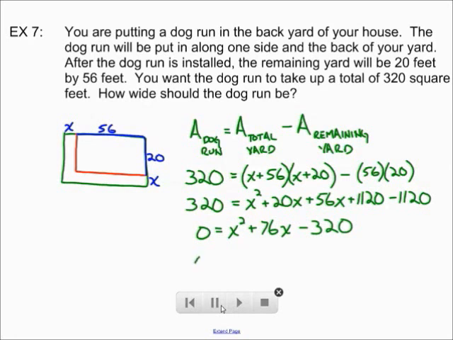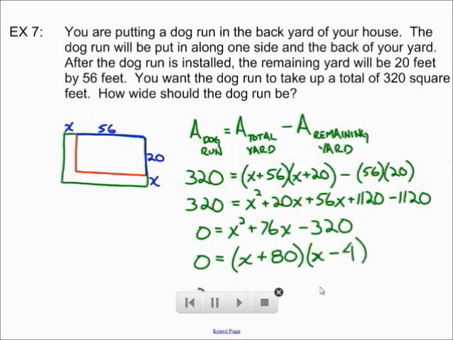Now, this is a factorable equation. We're looking for factors of negative 320 that add up to 76. Remember, the lead coefficient is 1 here. It's going to take a while here to think about this, but finally we'll come up with it here. It's not negative 80 though. It's actually positive 80 and negative 4.